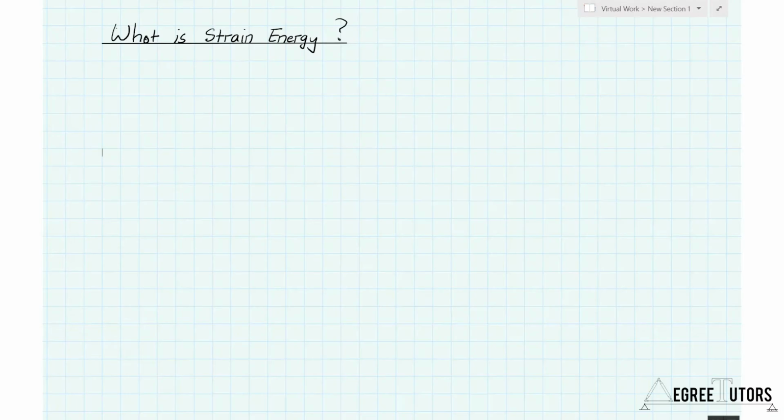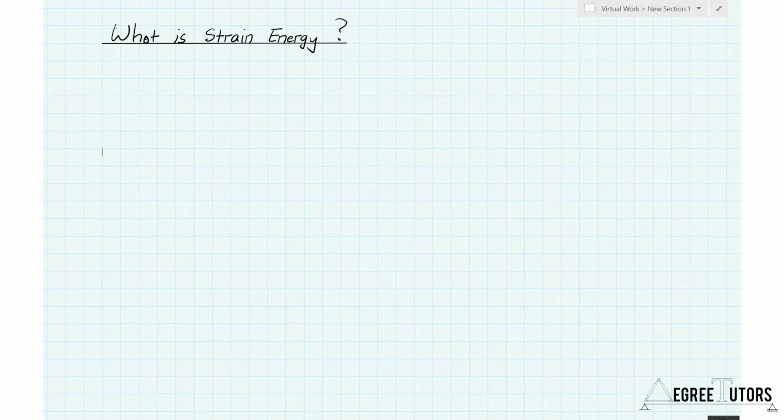Okay, so in this lecture, what we're going to do is start off by defining what is strain energy. So we want to define this term, and we're going to start fairly logically by breaking it up. So we've got the term strain energy. We're going to first think about strain, and that should be fairly straightforward. And then we're going to explore the energy side of the term and see what that's bringing to the table.